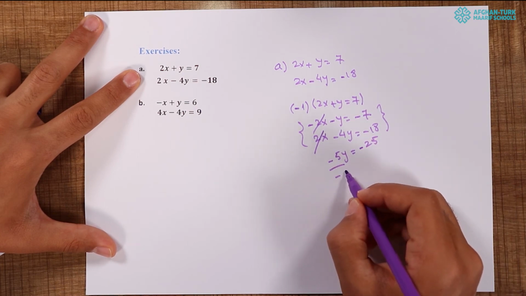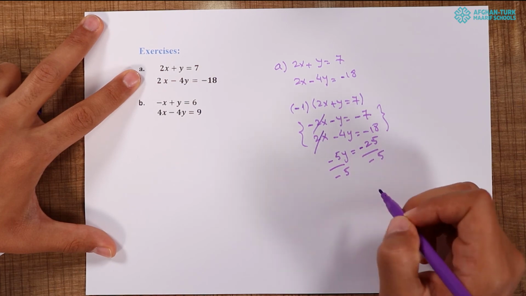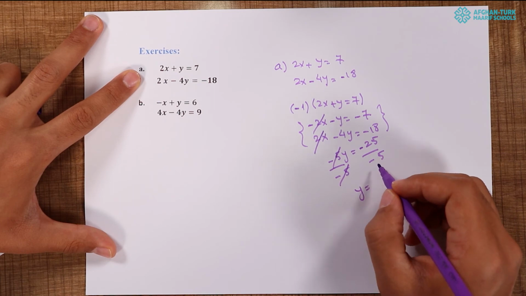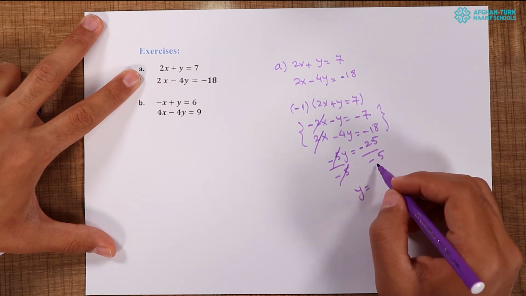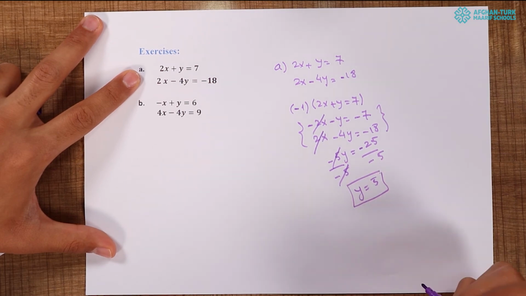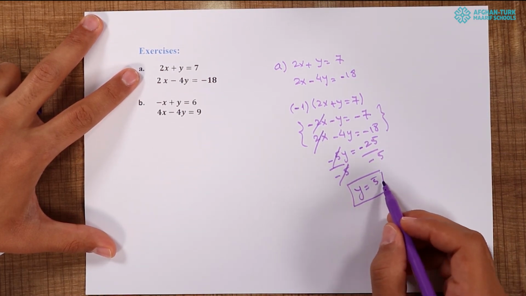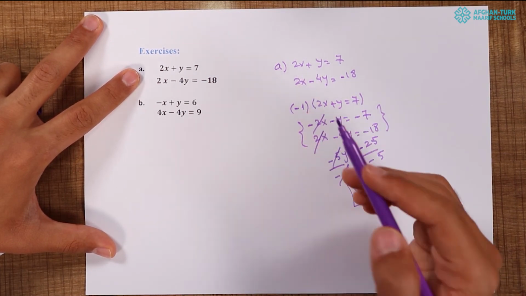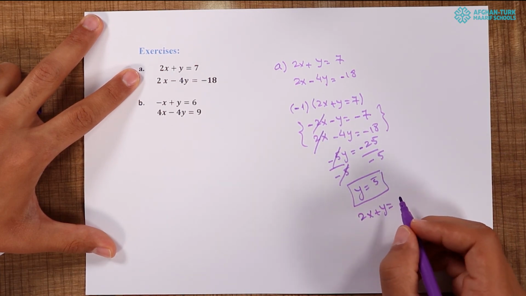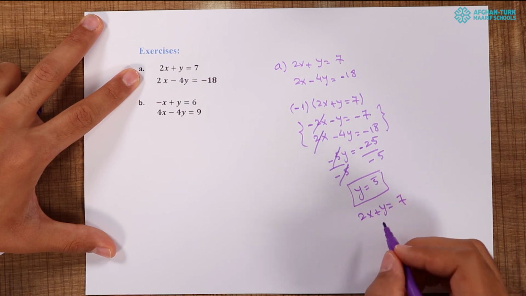Now we can divide both sides of the equation by the coefficient of y. So y equals minus 25 over minus 5, which is equal to 5. We found the value of y. We can substitute the value of y into the equation to find x. So 2x plus y is equal to 7. What was y? Y is 5.